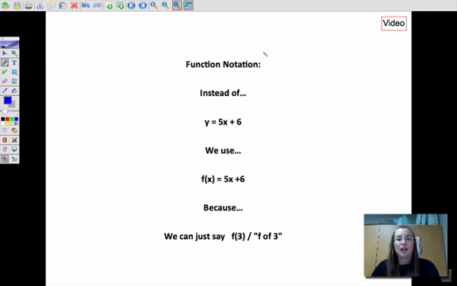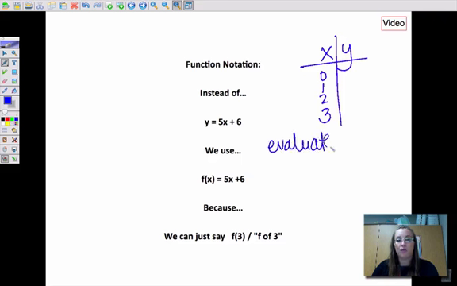So it's a lot easier. We use it because you can say just f of 3, and what this means is you can put different inputs in. For example, if I were filling in a table for this function and wanted to evaluate it at different values, at different inputs, instead of having to write out evaluate y equals 5x plus 6 for when x equals 2, you would just say this.